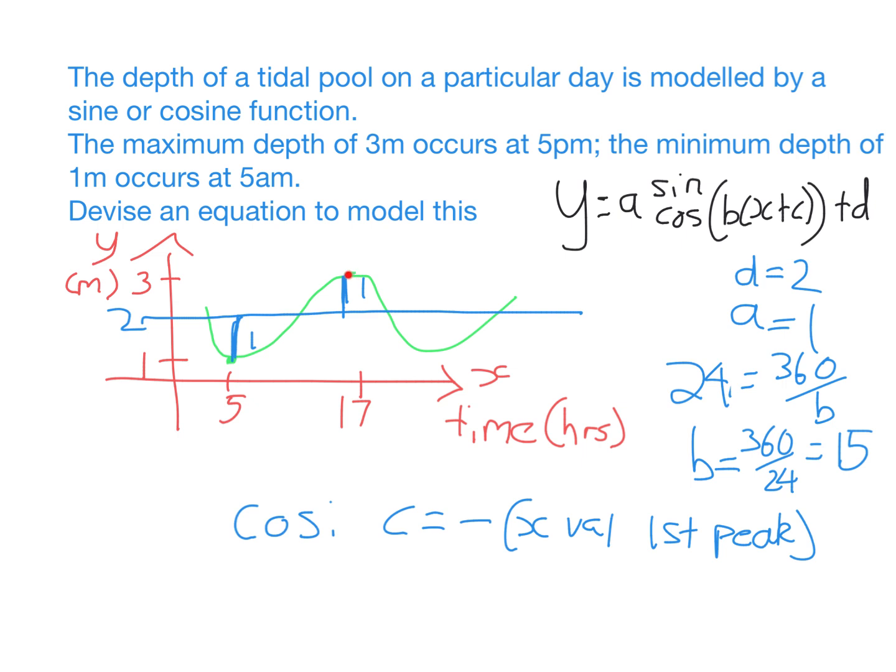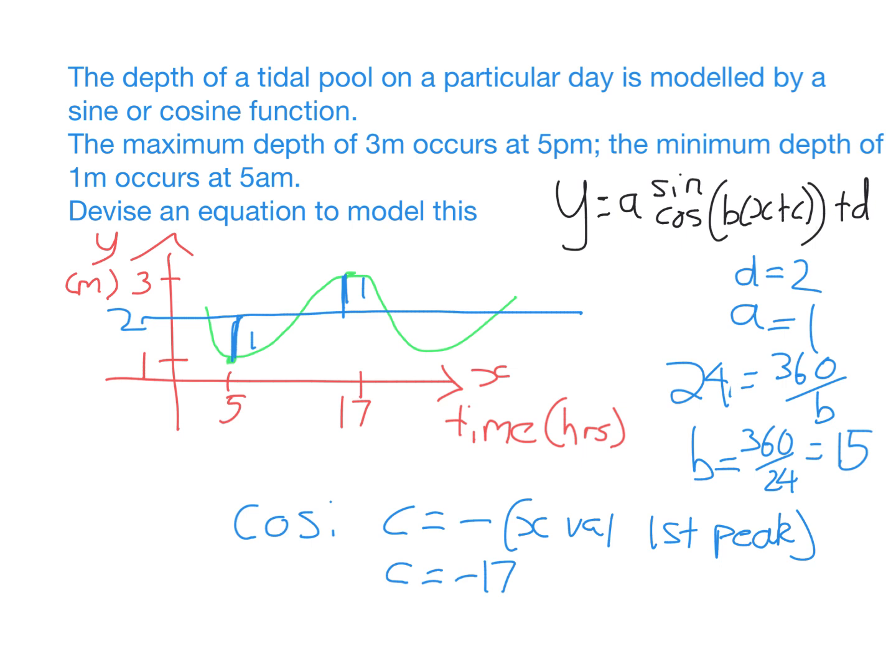Well, the first peak here occurs at 17. That's what we got from the worded information. So if I want a cosine graph, I can just set C to equal negative 17. If I wanted a sine graph, I'd need to find the value of C so that this here equals 90 degrees when x equals 17. It sounds a bit more complicated, so if you get a choice between sine and cosine graph, choose the cosine graph, because even though A, D, and B are the same for sine and cos, C is much easier to find.